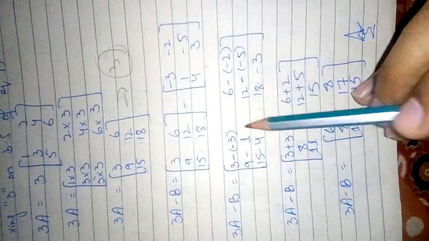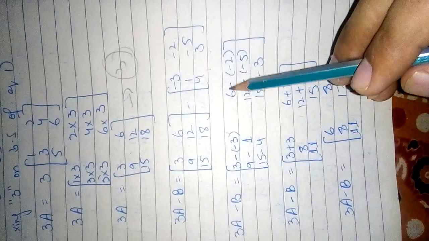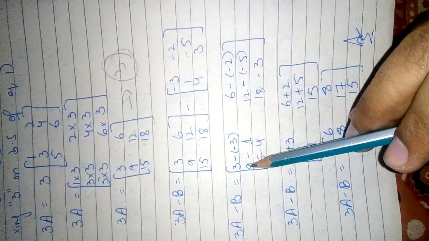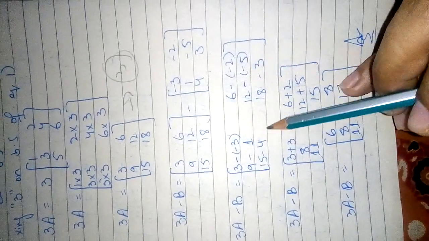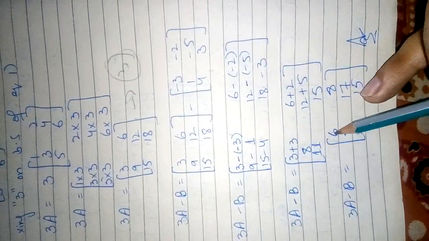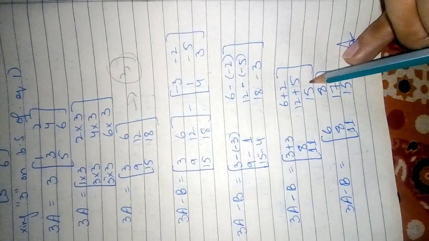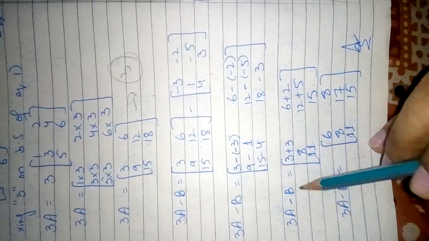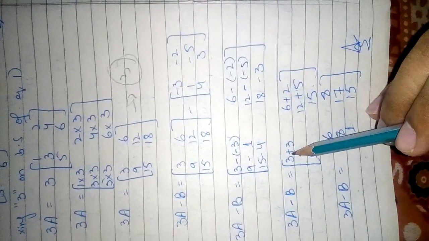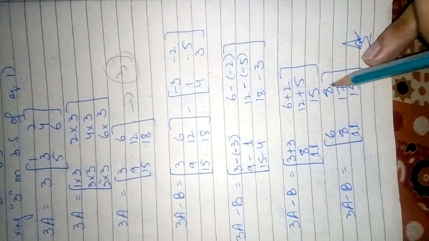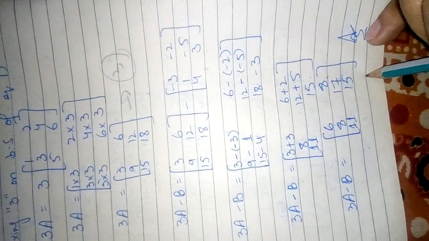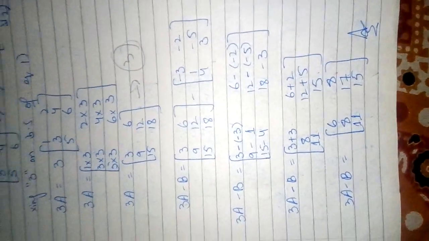Now 3 minus into minus will be plus, 3 plus 3. Minus into minus plus, 6 plus 2. 9 minus 1 is 8. 12 minus 5 is 7. 15 minus 4 is 11. 18 minus 3 is 15. Now in the last step, 3A minus B is equal to 3 plus 3 is 6, 6 plus 2 is 8, 8, 7, 11, 15.